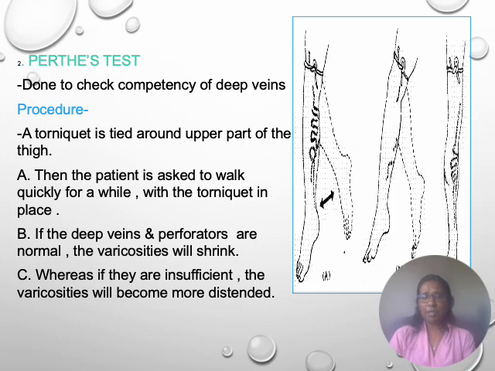If the deep veins and perforators are normal, the varicosities will shrink, as in the picture in point B. Now look at the last limb in the picture. If the deep veins and perforators are insufficient, if the valves within them are not working properly, the varicosities will become more distended. That's how we come to know if the valves within the deep veins are competent or not.